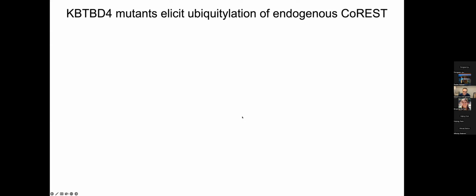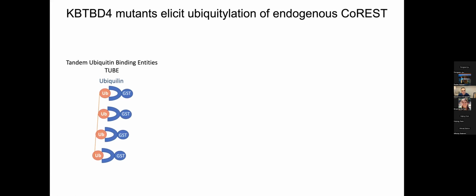So we wanted to confirm that this was ubiquitination followed by degradation. So we used tandem ubiquitin binding entities, TUBEs, that we generated in the lab using ubiquitin binders. It's important to mention that these chain binders are completely chain agnostic, so they can isolate every ubiquitin chain present in the cells.